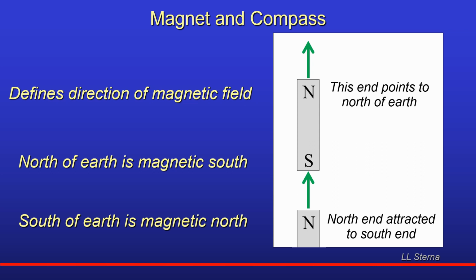Likewise, since the south end of the magnet points to the south, the geographic south pole of the Earth, what we call Antarctica, is a magnetic north pole. This is not related to some kind of magnetic reversal of the Earth. These are definitions based on how the compass was defined.